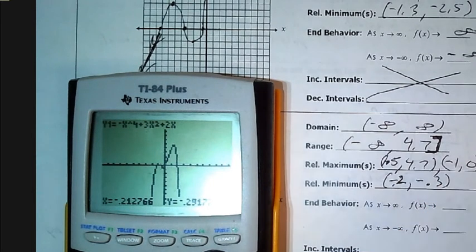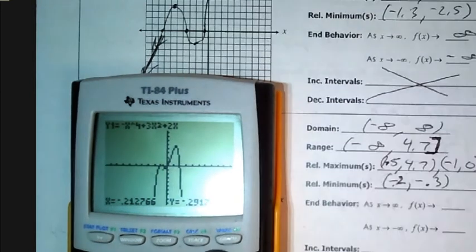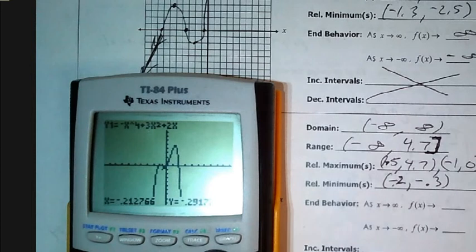Alright, what was your question, Cal? Why don't you use a bracket on the full? Because it touches it. It actually includes that number. So if it includes the number, you have to use a bracket.